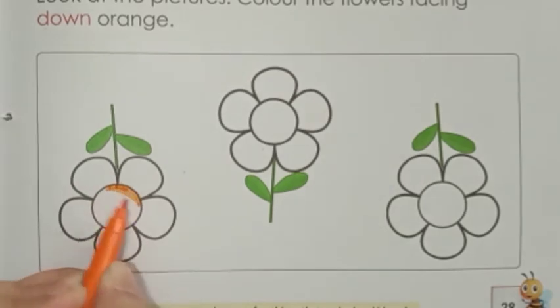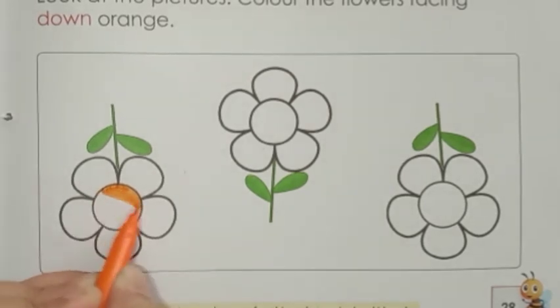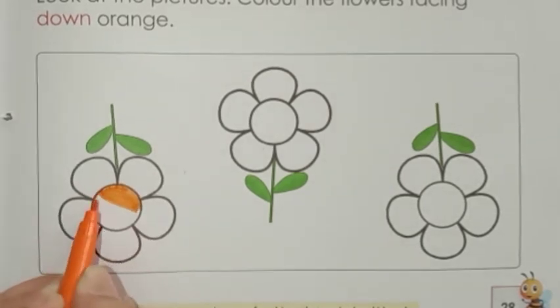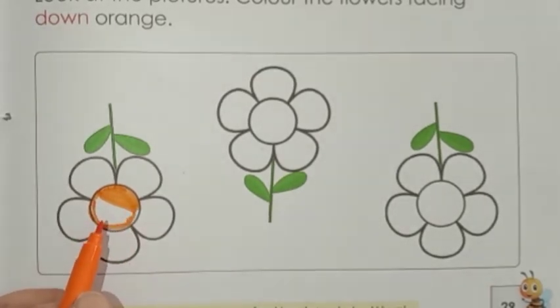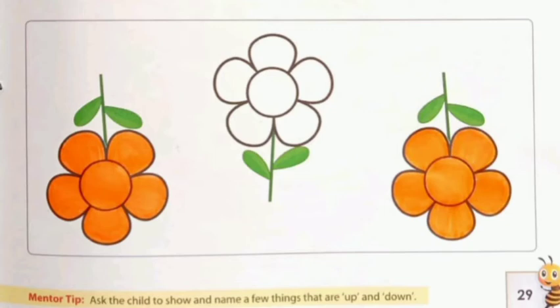You have to color in one direction neatly. Don't go outside the circle or lines. You have to fill orange color like this in both flowers whose faces are downward. जिनका फेस नीचे की ओर है आपको उन दोनों flowers में ऐसे कलर करना है.